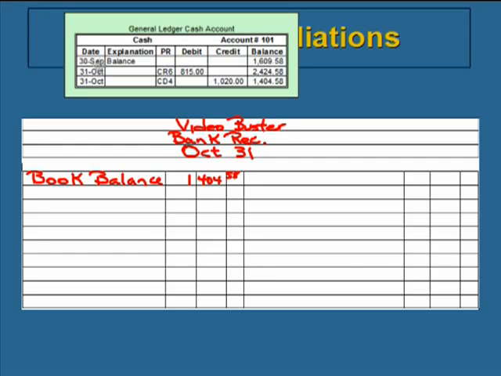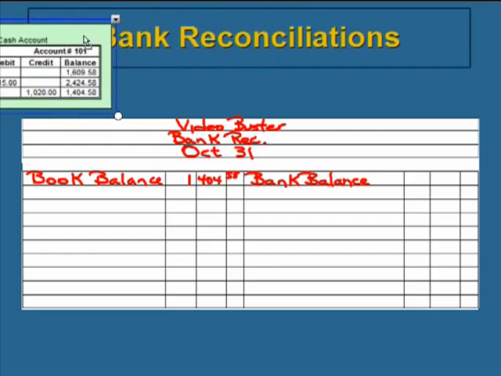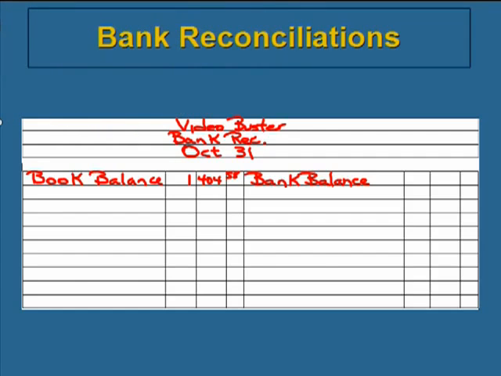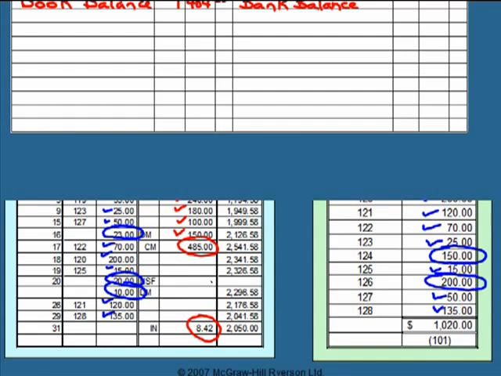The other side of this form is going to have the bank balance. We have to go over to our bank statement to determine the bank balance. When we look at our bank statement for October 31st, you'll notice that the bank statement balance is $2,050. Remember that we're reconciling the bank statement because these two numbers are different. They're different because of all of the items we circled in our accounting records and our bank statement.